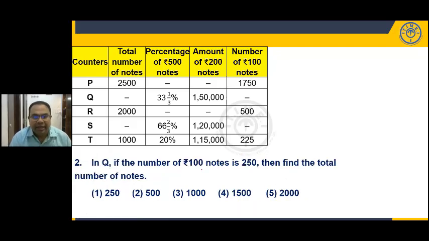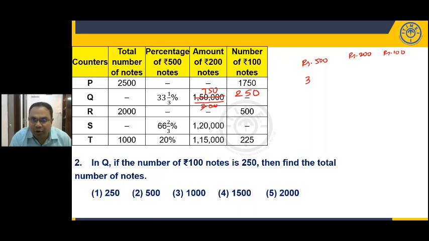In the question, the number of 100 rupee notes is 250. Number of notes are 250. How many 200 rupee notes? Divided by 200, 1500 by 2, 750. Find the total number of notes. Now, friends, I have 500 rupee notes. If you observe here, I have 200 rupee notes. I have 100 rupee notes, right?